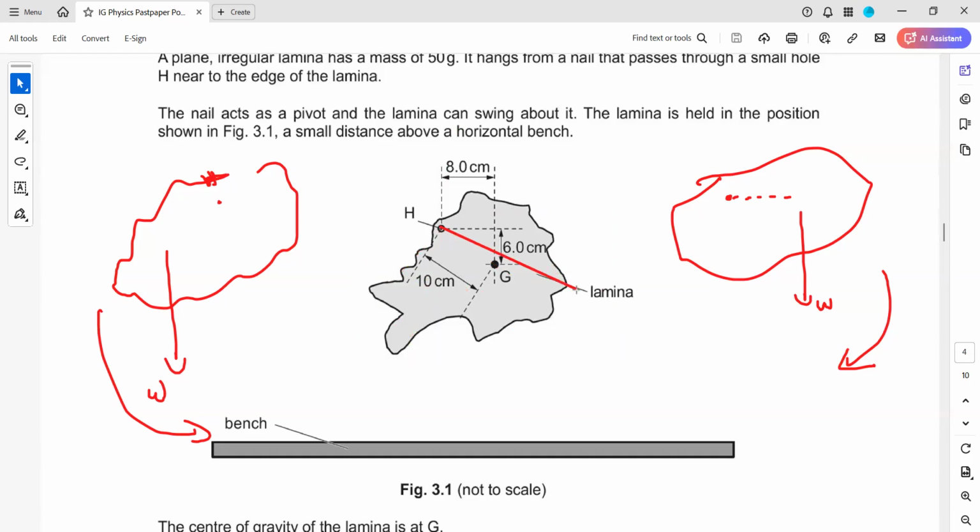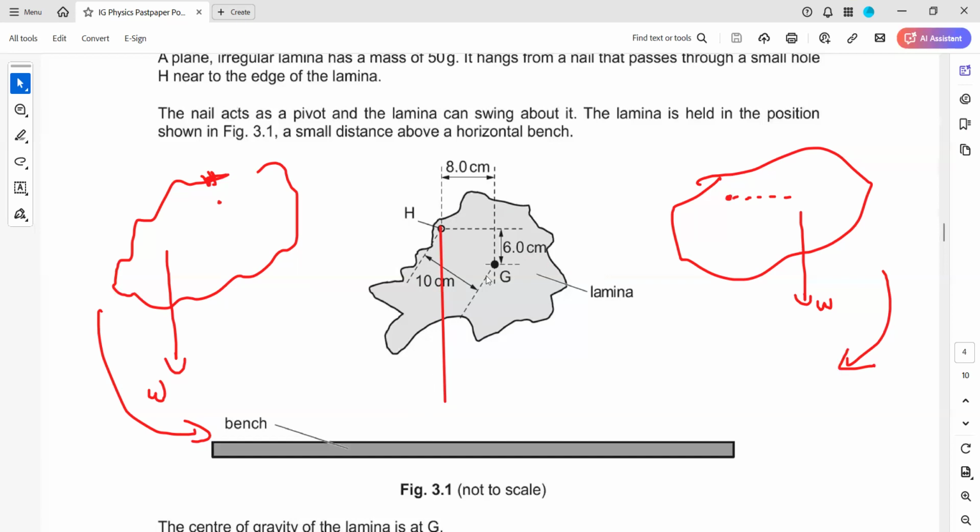Why? Because weight is acting downward, it causes a clockwise rotation. Because of inertia, it moves in the other direction. Again, the weight is acting downward, causing anti-clockwise rotation. It will oscillate. Eventually, it will stop at this point. Why will it stop at this point? Gravity is pulling, but at this point, the weight will not cause any turning effect because there's no perpendicular distance. Like if you hold this pen and you release, it will oscillate and eventually return to this center position, which shows that there is no turning effect.